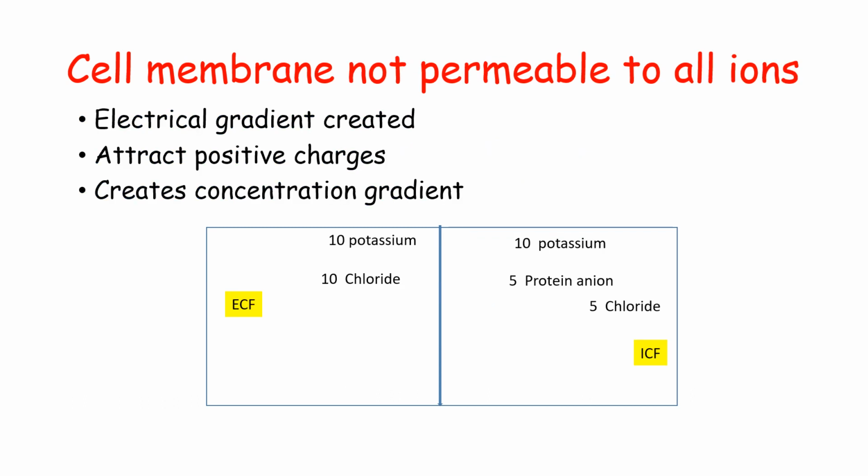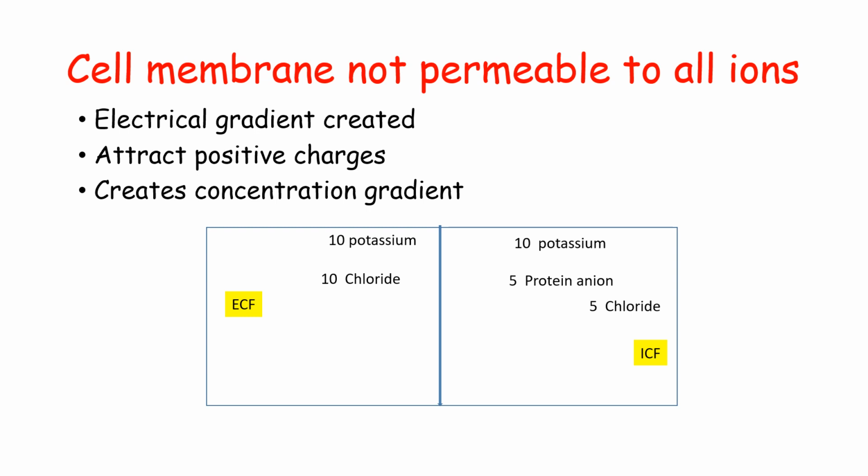So the situation now is different when we talk about the property of a chamber which has ions which are not permeable. We have taken, again, a hypothetical example in which the extracellular fluid has 10 potassium and 10 chloride, whereas the intracellular fluid has 10 potassium, then chloride and protein anion. The protein anion here refers to the plasma proteins which are negatively charged and non-diffusible. They cannot diffuse because they have a larger size, so they cannot cross the cell membrane as such.